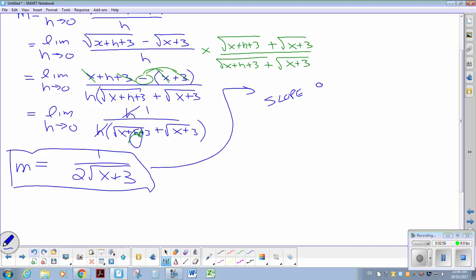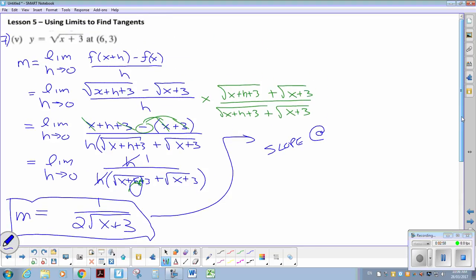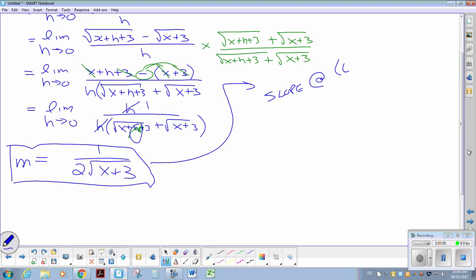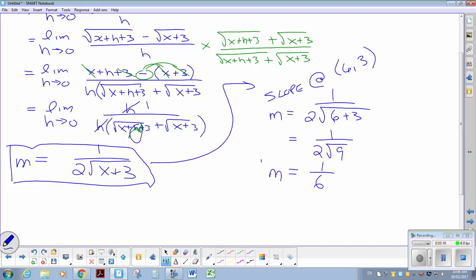So what is the slope at the point 6, 3? So m would equal 1 over 2 square root of my x value, which is 6, plus 3. So I'd have 1 over 2 root 9. Root 9 is just a 3, so I'm going to end up with a slope of 1/6. So that is the slope at the specific point 6, 3.